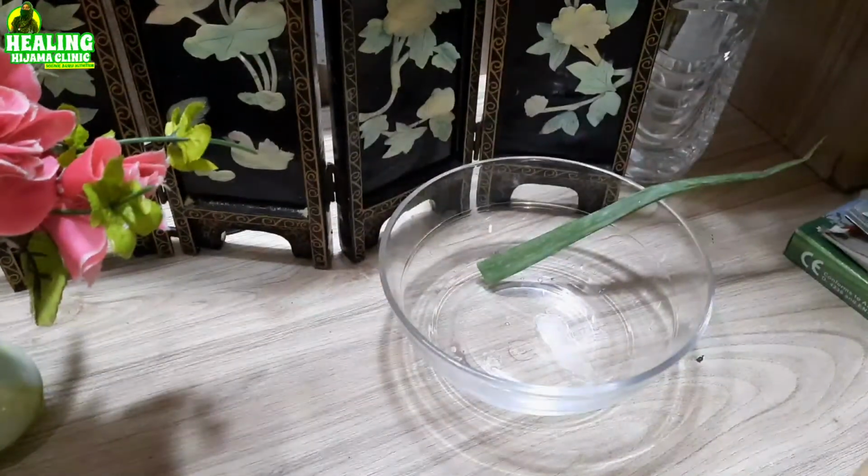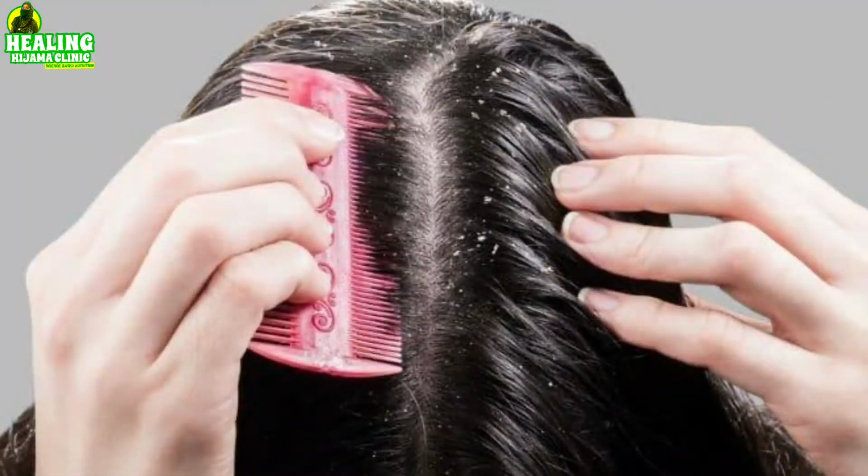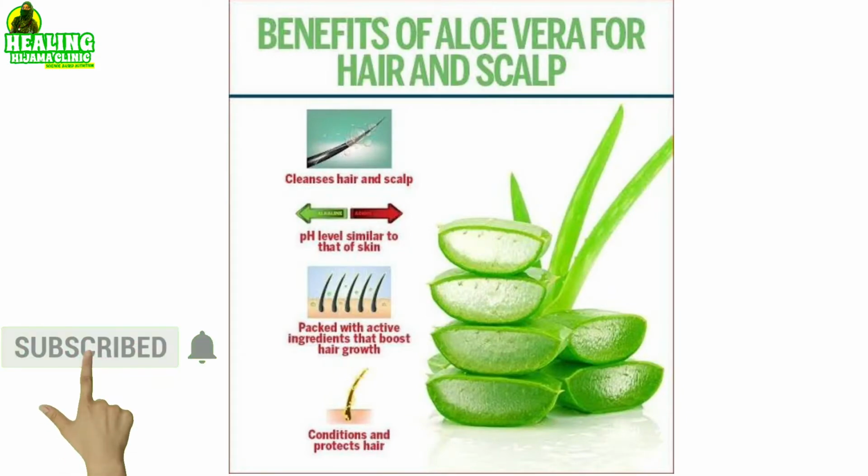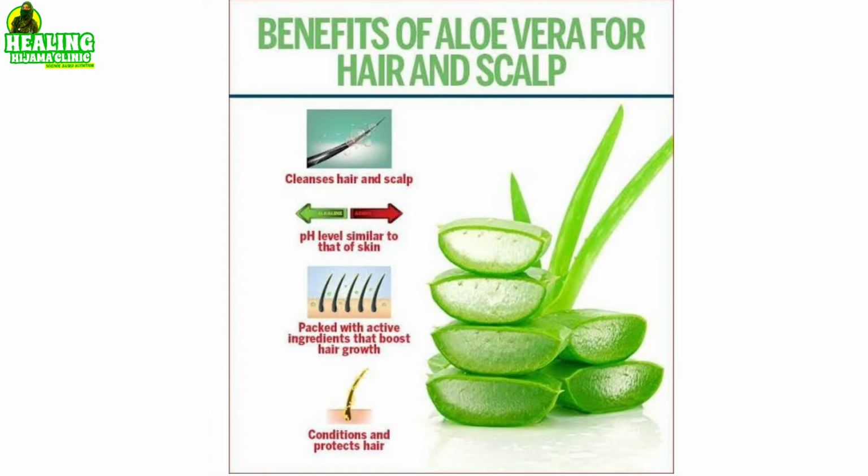Since dandruff is caused by a fungus called malassezia and aloe vera is a natural antifungal, people with dandruff should be using aloe vera in their shampoo or otherwise. Aloe vera is also beneficial for people with oily hair because aloe vera contains salicylic acid, which helps break down sebum and balances the sebum production. This reduces the clogged hair follicles and prevents hair loss.